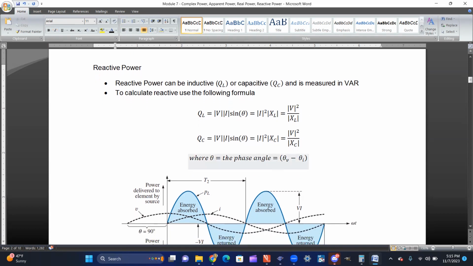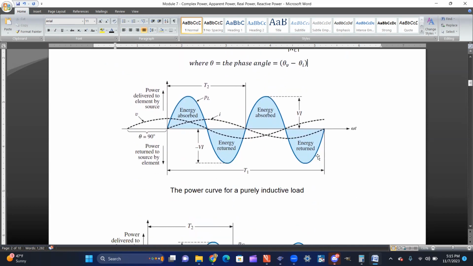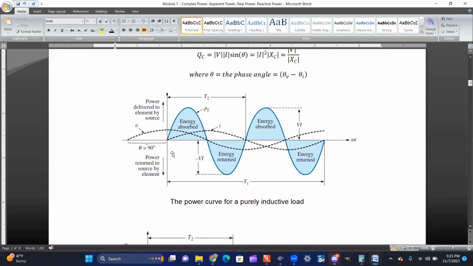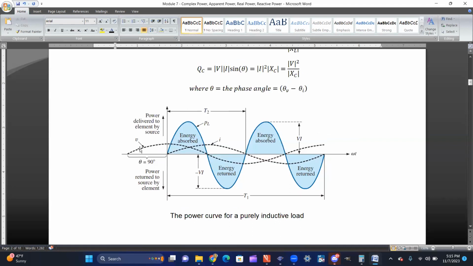And again, the same thing with the phase angle. Theta V minus theta I will give you your phase angle. All right, so let's look at this graph right here. So you have your voltage, which is out of phase by 90 degrees. All right, so this is inductive. So the current is going to lag the voltage by 90 degrees.